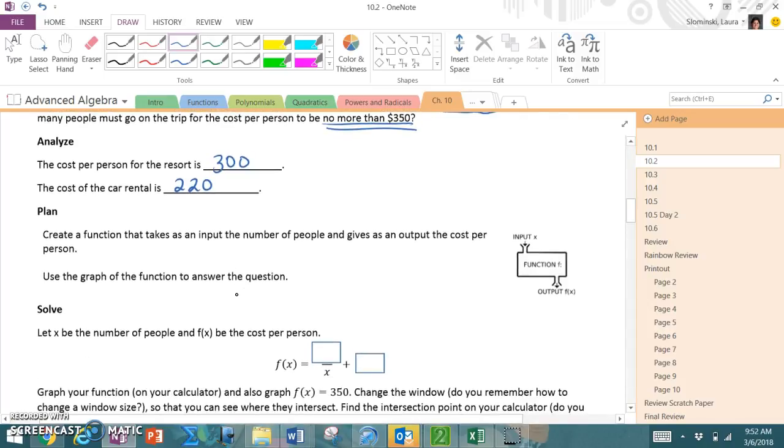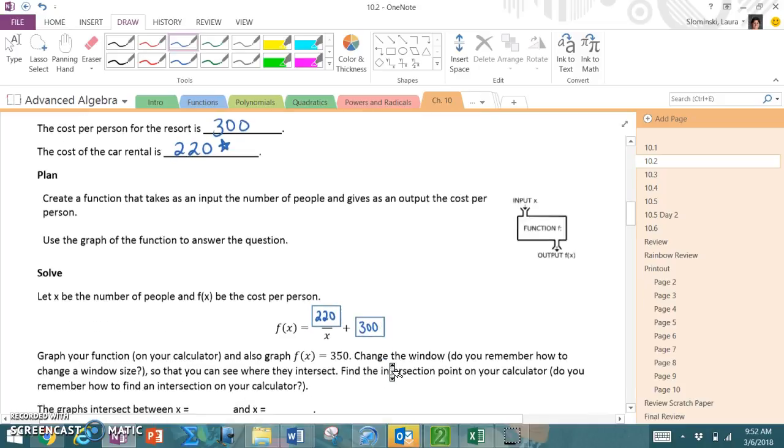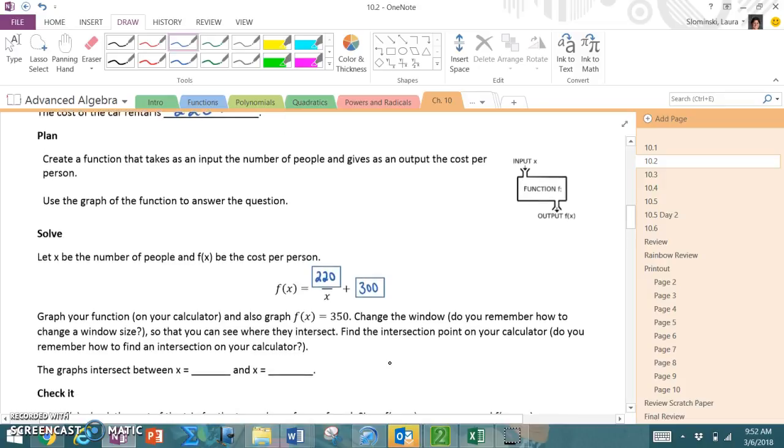So if x is the number of people and f of x is the total cost per person, remember, it's the cost of the rental car that I'm dividing by the number of people. So I would take 220 divided by the number of people, so 220 divided by x, plus everybody pays $300, so that's an additional cost per person. So f of x equals 220 divided by x plus 300 would be a function that would represent how much I would have to pay as a single person going on this vacation.